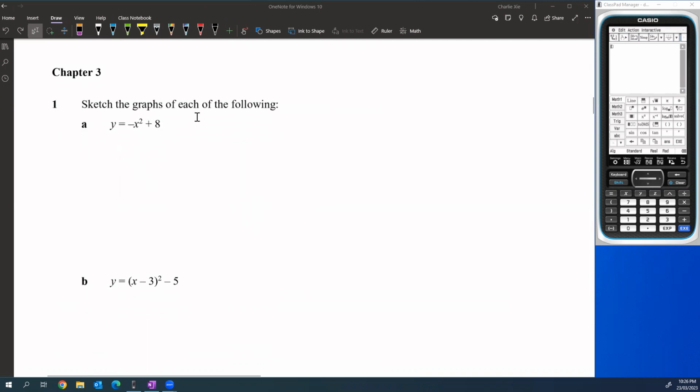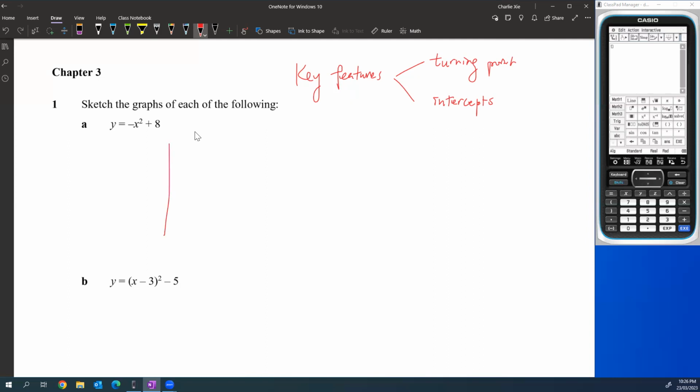Chapter 3, sketch the graphs of each of the following. When you're sketching a graph, you need to show some key features. Key features are a few things about quadratics. One of them is the turning point. The other one would be the intercepts. Please make sure when you're graphing your quadratic, your parabola, you always include the turning point and the intercepts. The first one, part A, y equals negative x squared plus 8.